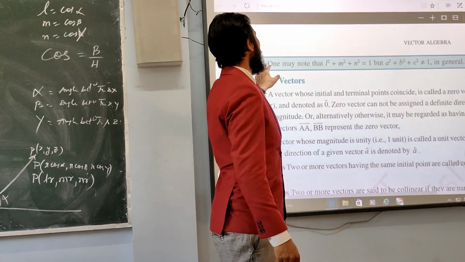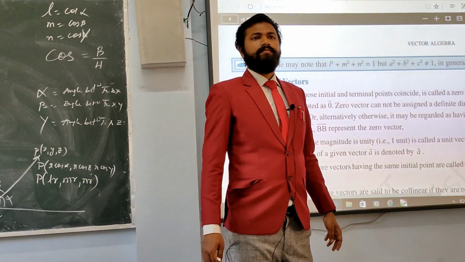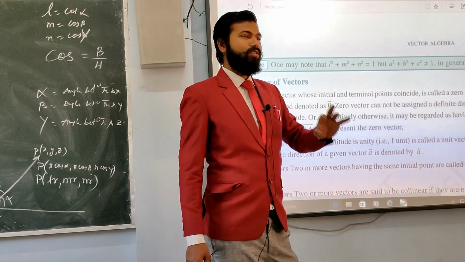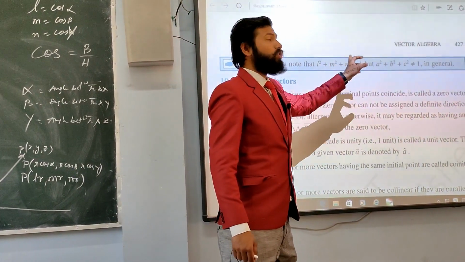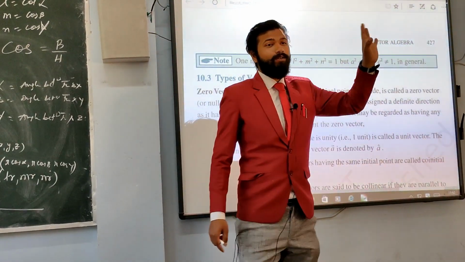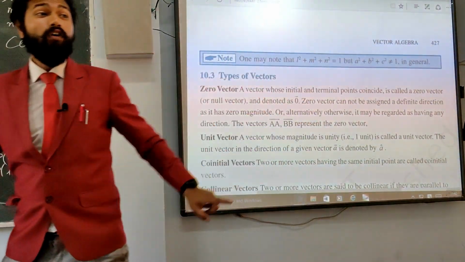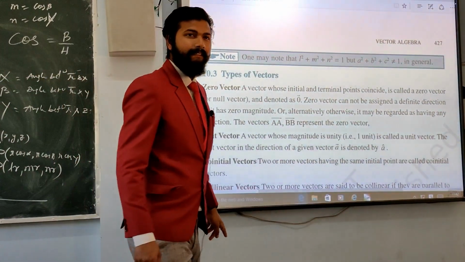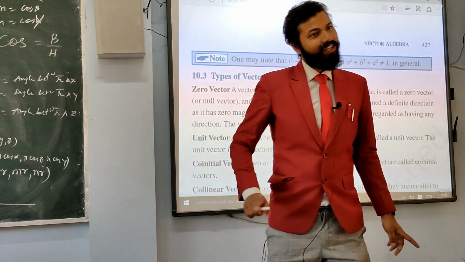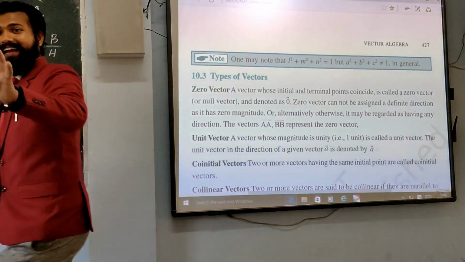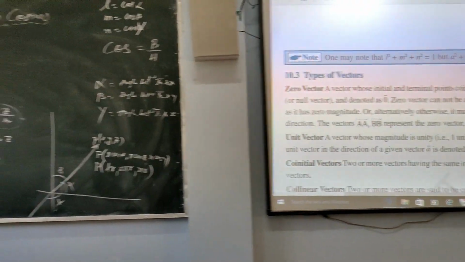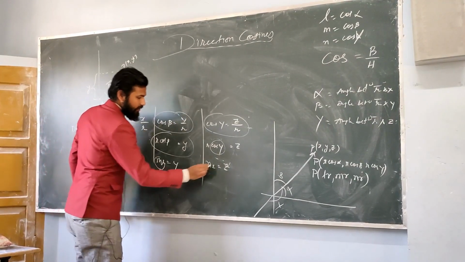Now, the main important thing is here. This is the headmost topic. l square plus m square plus n square, you'll get 1. But a square plus b square plus c square, you won't get 1. The sum of the squares of the direction cosines is 1, but the sum of the squares of the direction ratios is not 1. Remember, this is the difference between direction cosine and direction ratio. Don't be confused. So this is a, this is b, and this is c.